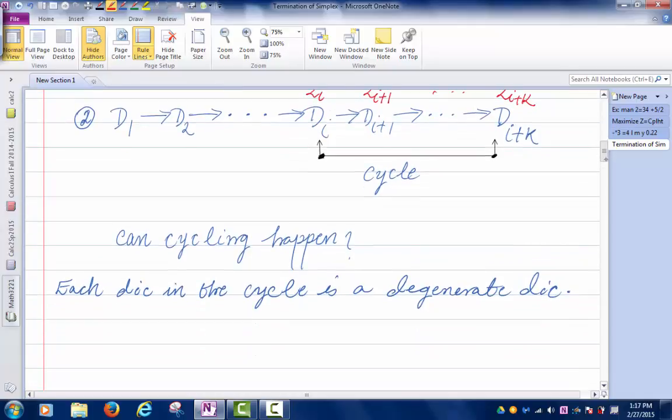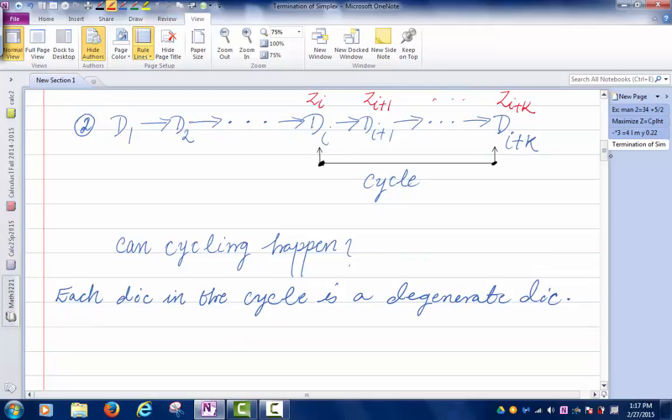Yes, David, you want to say something? I think you start with a degenerate dictionary. Yeah, the value is not going to change. So if you're stuck in the cycle, you're just going to stay at the same value.